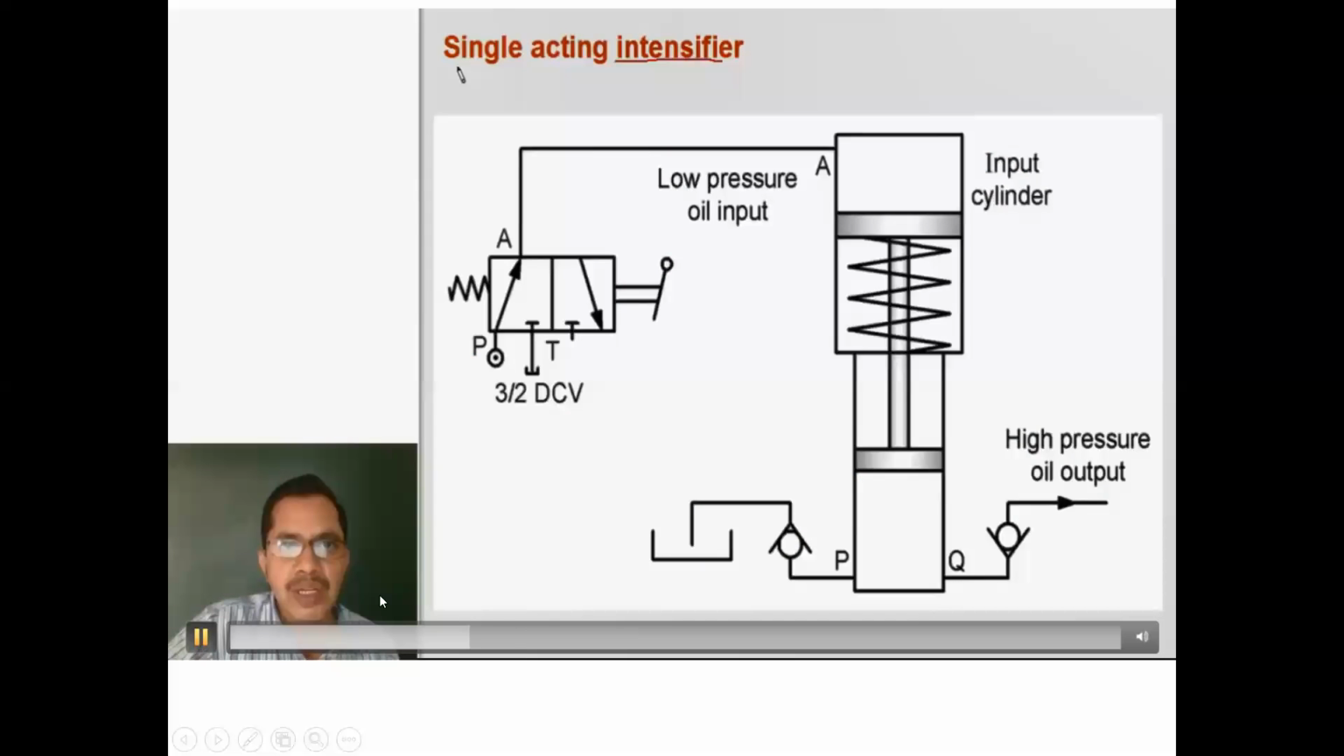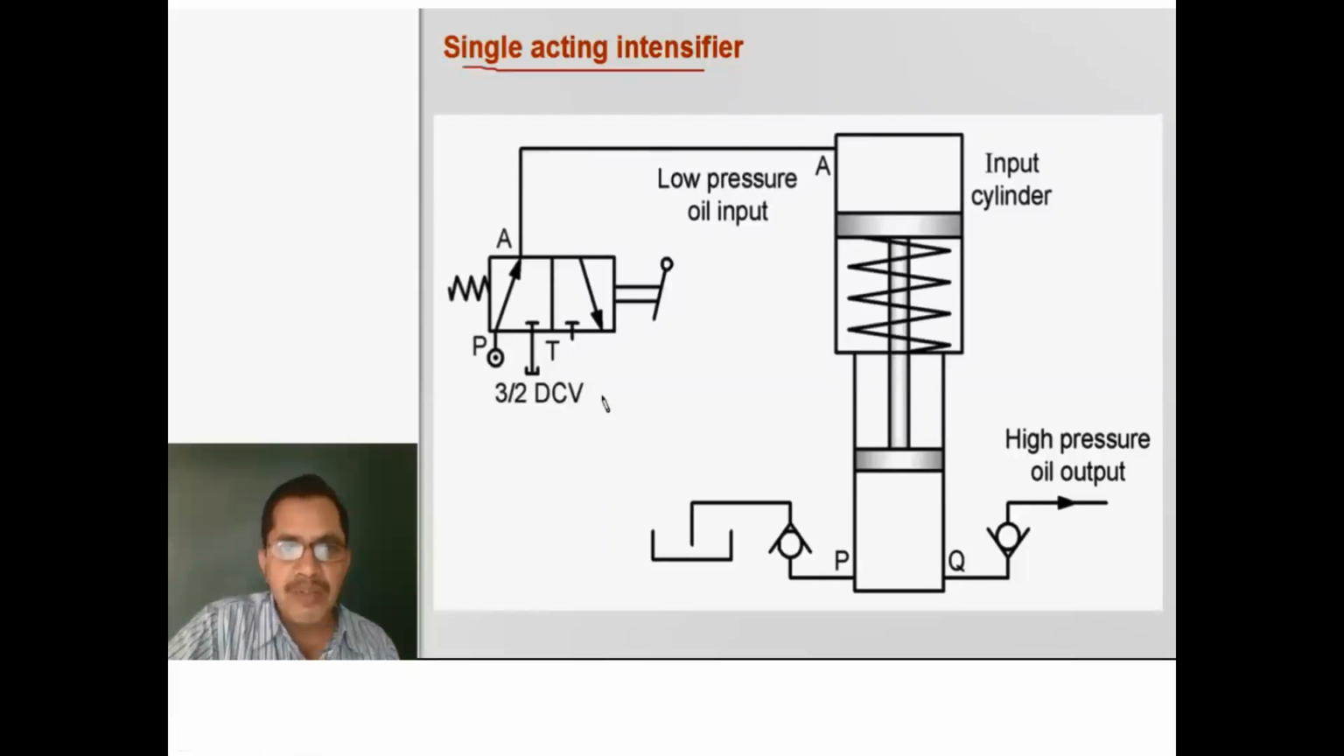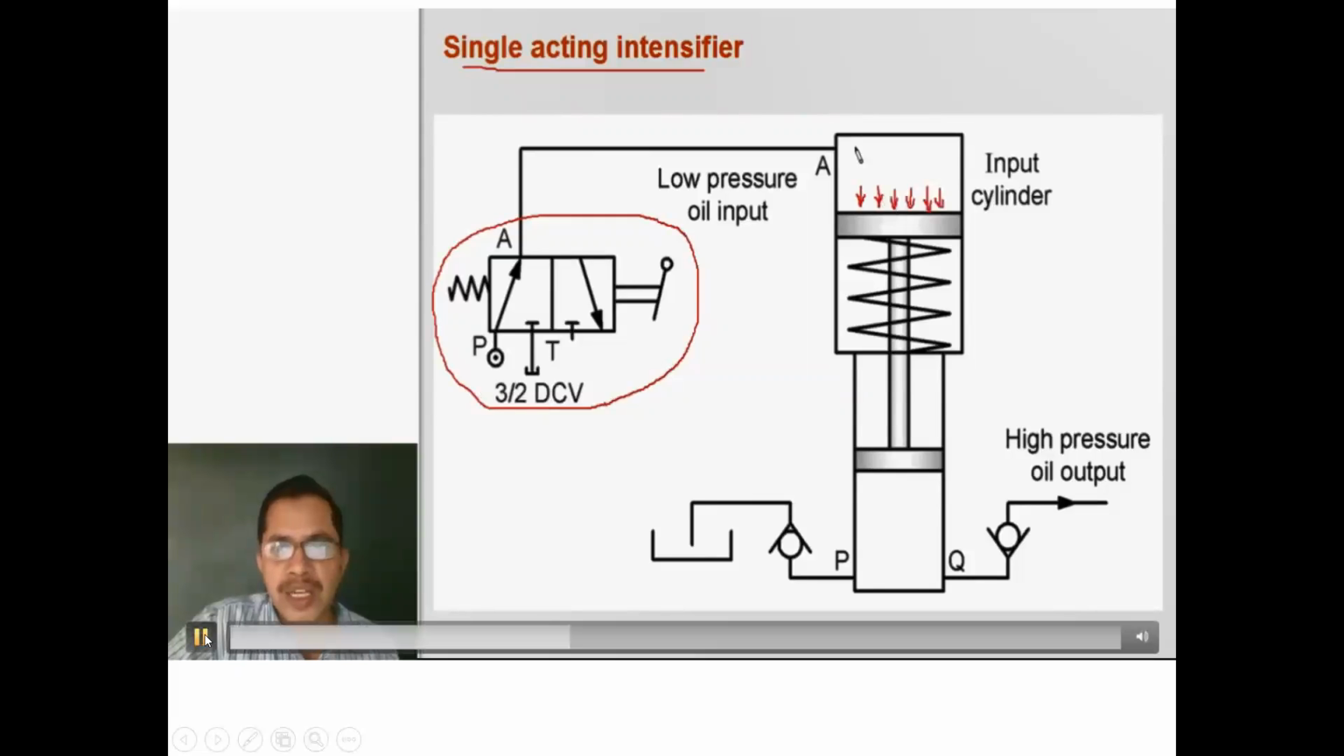One is the single acting intensifier. The single acting intensifier is operated with the help of a 3 by 2 direction control valve, and this is the input cylinder, which is bigger in size, and this is the output cylinder, which is smaller in size. The lever of the 3 by 2 direction control valve is kept in this position, first position. Oil flows to the input cylinder. It is the P to A connection. Oil from the pump will flow to the large input cylinder, and that will exert pressure on the piston of the big cylinder, input cylinder.